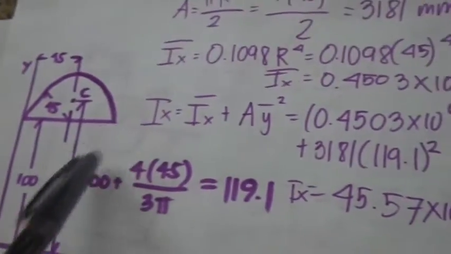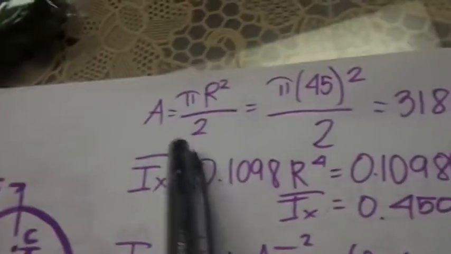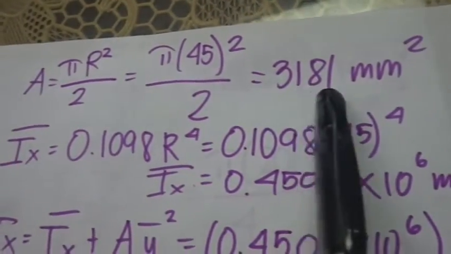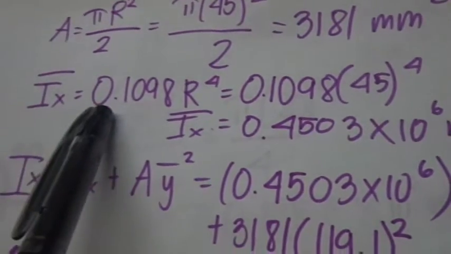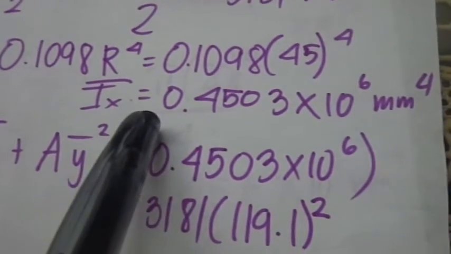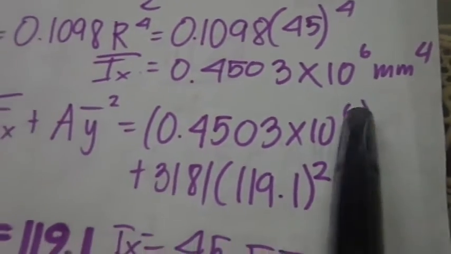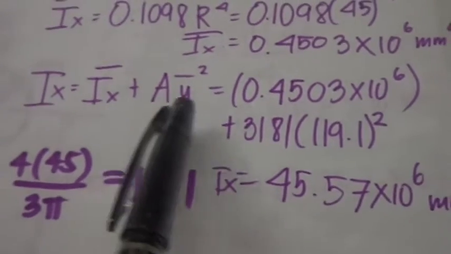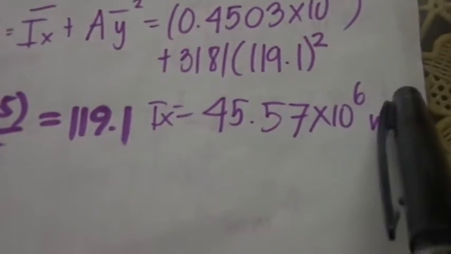To get the area of the semicircle, we would need to use the equation pi r squared over 2. The r of the semicircle is 45 millimeters, therefore the value of the area is 3,181 millimeters squared. To solve for the Ix bar, we use the equation 0.1098 r to the 4th, which, if calculated, would result into 0.4503 times 10 to the 6 millimeter to the 4th. Now, to get Ix, we'd substitute the values of Ix bar, area, and centroid, and we would get 45.57 times 10 to the 6 millimeter to the 4th.